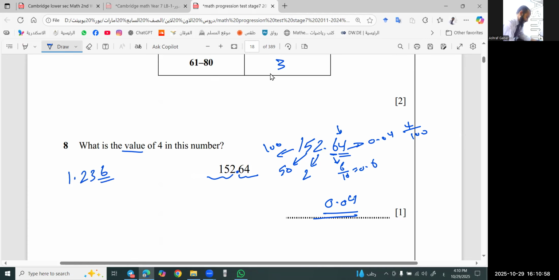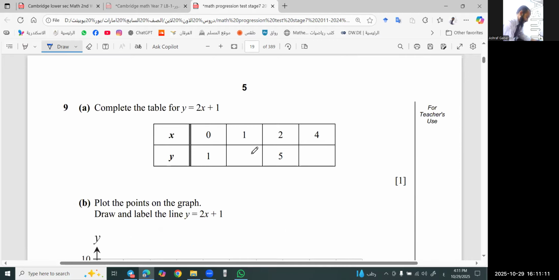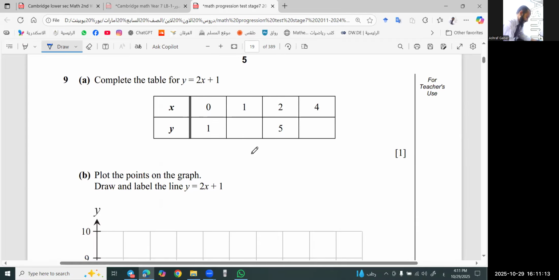Now, another exercise, I ask Jaida to tell me what is the value. What is the value of 6? We have 1, once, 2, 10. 0.006. Yes, correct. Lujain, can you solve this exercise, Lujain?